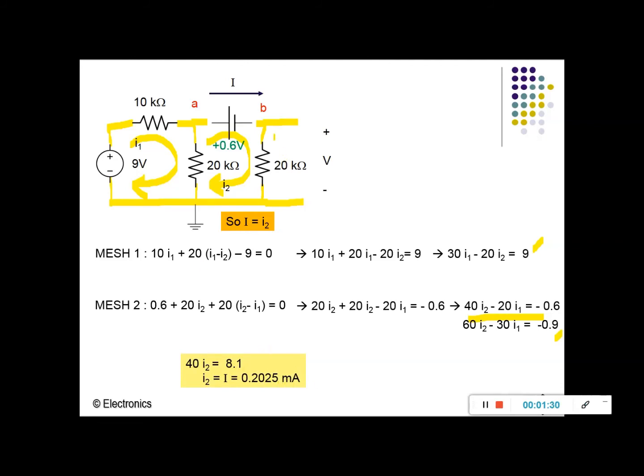After that, just use Ohm's law, because the current flowing through your 20 kilo ohm here is the current I, and V equals 20 I2, which is your current I, equivalent to 4.05 volt. So that's how you can analyze a diode circuit. The only electronic part is converting your diode into the model, and the rest is just basic circuit.